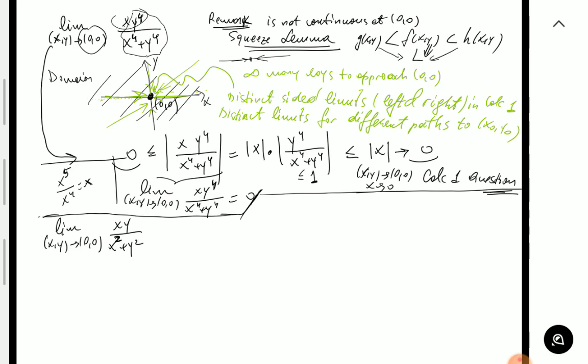Now here, when the degrees are the same, 2 over 2, unlike calculus 1, this is a typical sign that the limit doesn't exist, because you could always find different paths that converge to different limits.